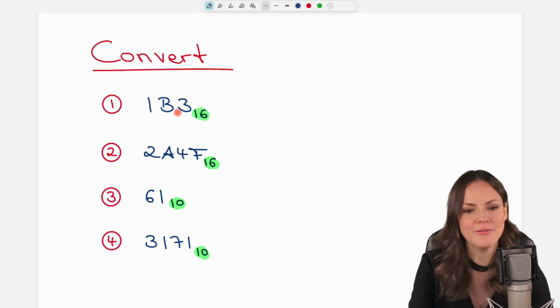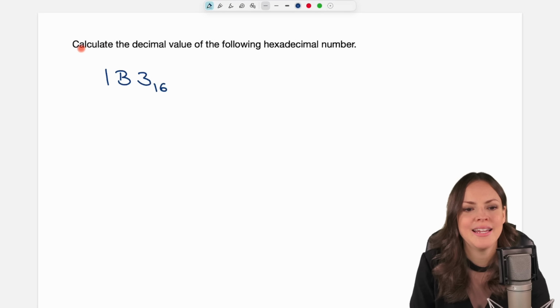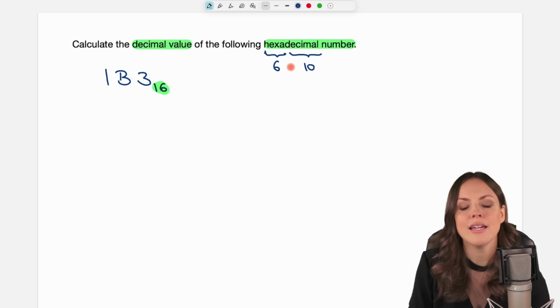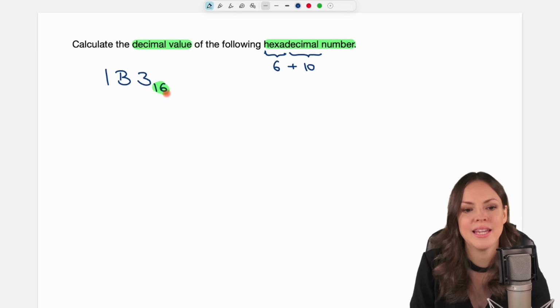Let's start with our first example here. Calculate the decimal value of the following hexadecimal number. We have the number 1B3, and all of this to base 16, because hexa means 6, decimal means 10, and these two together are our base 16.